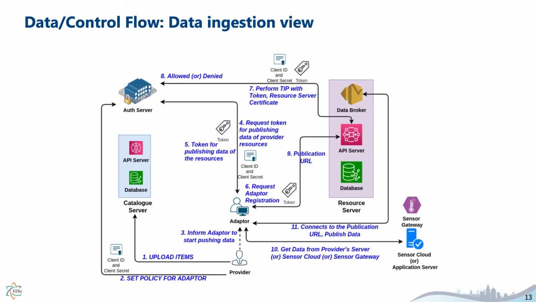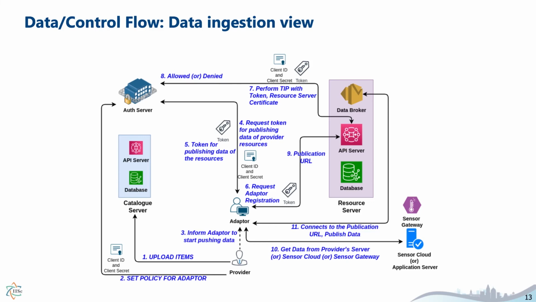Now, the resource server again takes the token and analyzes it and performs an introspect with this token with the authorization server. And if it's a valid token, it provides a publication URL along with some credentials, for example, the credentials for the data broker channels. The adapter then connects to the publication URL and publishes the data.